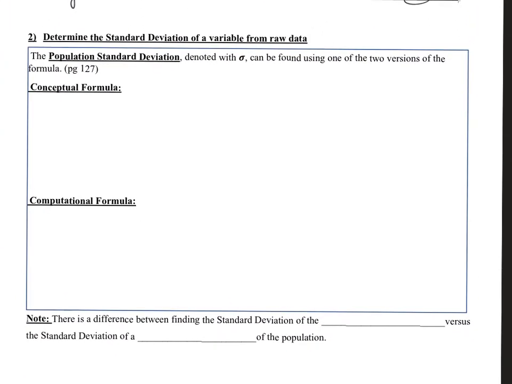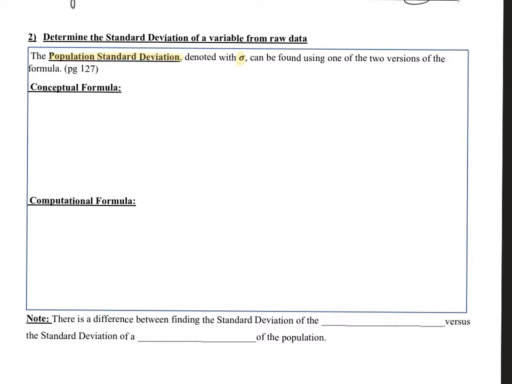Now objective 2, let's determine the standard deviation of a variable from raw data. So one thing to note, as usual, is we're always talking about the population versus the sample. So the formulas change when you're looking at the population or if you're looking at the sample. First, we're looking at the population standard deviation, which is denoted with a sigma. And on page 127, if you want to look at that further.